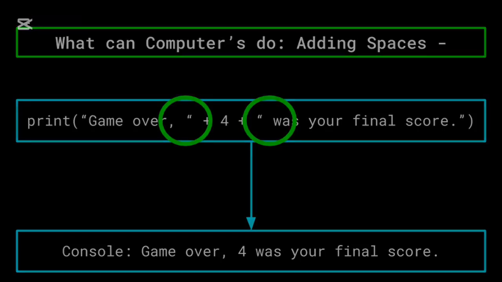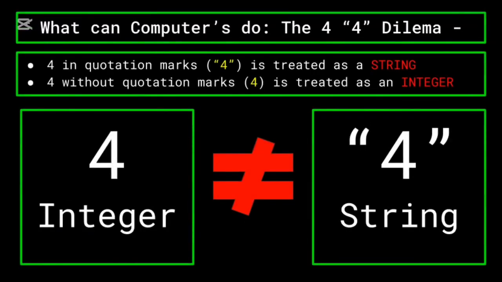Another important thing to note is the difference between 4 in quotation marks and 4 without quotation marks. Now, 4 in quotation marks is treated as a string rather than a number, while 4 without quotation marks is treated as a number. This may not seem like a big deal, but again, computers are dumb, and if you try to do math with a number in quotation marks, it will return an error because the computer thinks you're trying to add an integer to a string, which is a big no-no in programming.